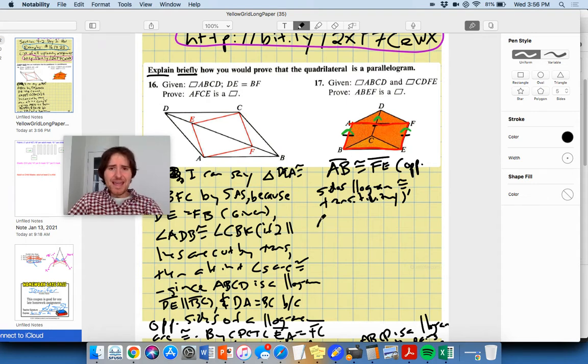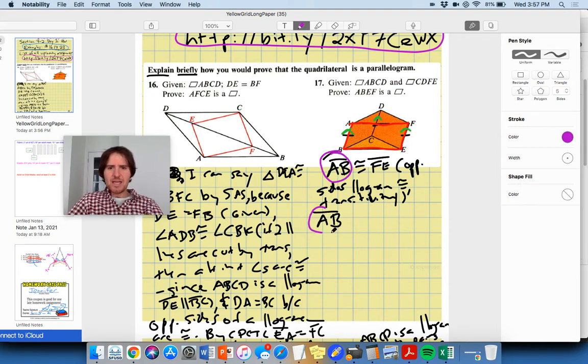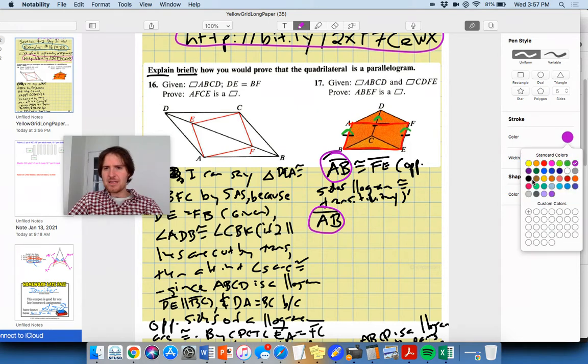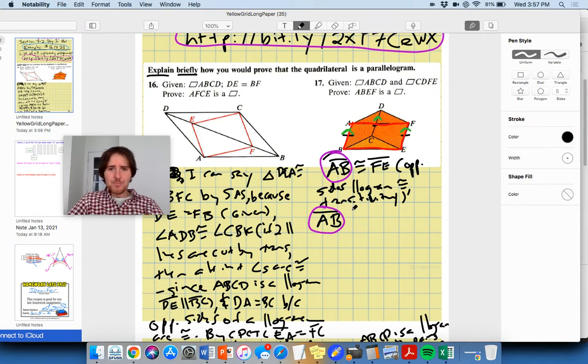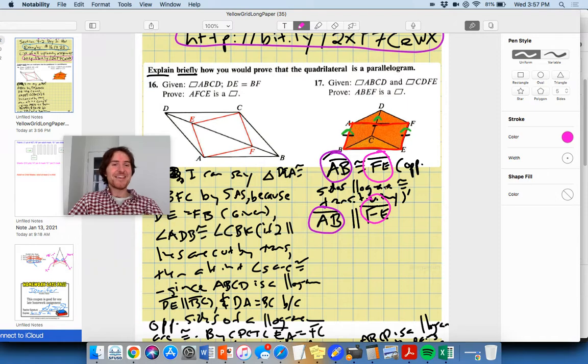I can also get AB, that segment here. Notice this is going to be the same segment we have right here as we have down here. My next statement is going to be that AB is parallel to FE. So notice those are the same exact segments. They're both congruent and parallel. And if two segments are both congruent and parallel, they could form a parallelogram.